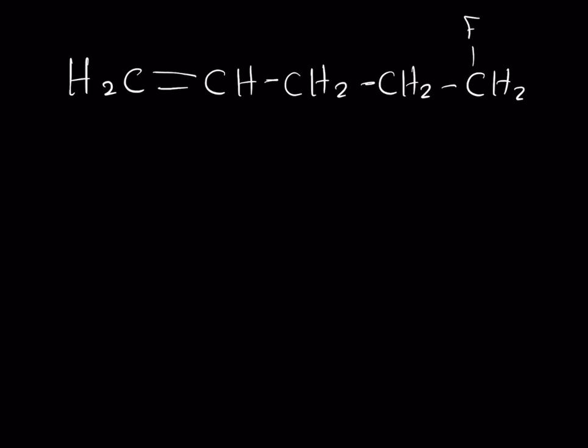How would you name this one? So we have an alkene with 1, 2, 3, 4, 5 carbons, so that's going to be pentene. The bond is in between carbons 1 and 2, but we're going to go with the lower one, so 1-pentene. And then on carbon number 5, we have a fluorine, so it's going to be 5-fluoro.